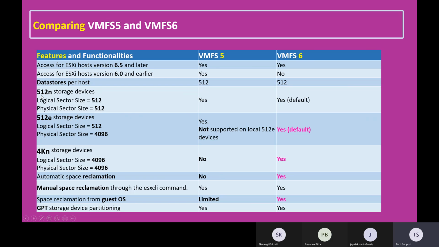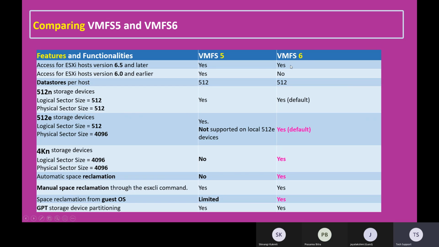The different types of storage devices are normally called 512n. 512n means native storage device, and 512e means emulated storage device. And there are some other devices like 4K native storage devices. These are the hard disk storage device types. Currently I highlighted them in bold. These three are the available storage devices.